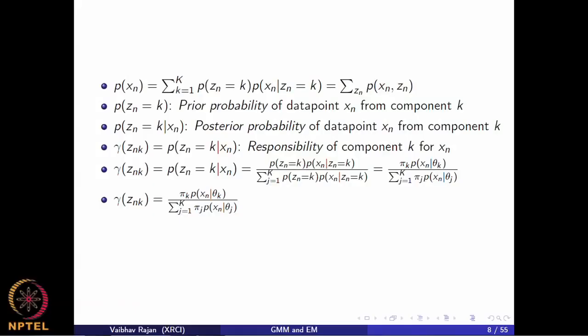So this probability, the posterior probability of the data point xn coming from component k, is so important that it is given a name of its own, it is called the responsibility. I am going to write that down as well, because we will use it again and again and again.